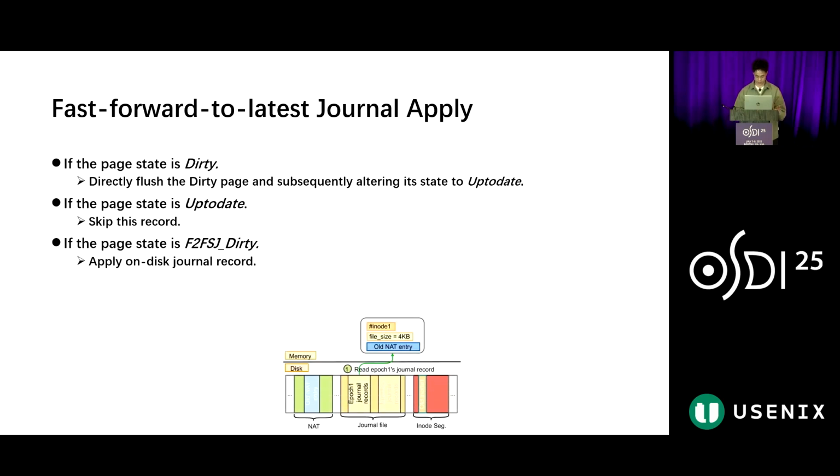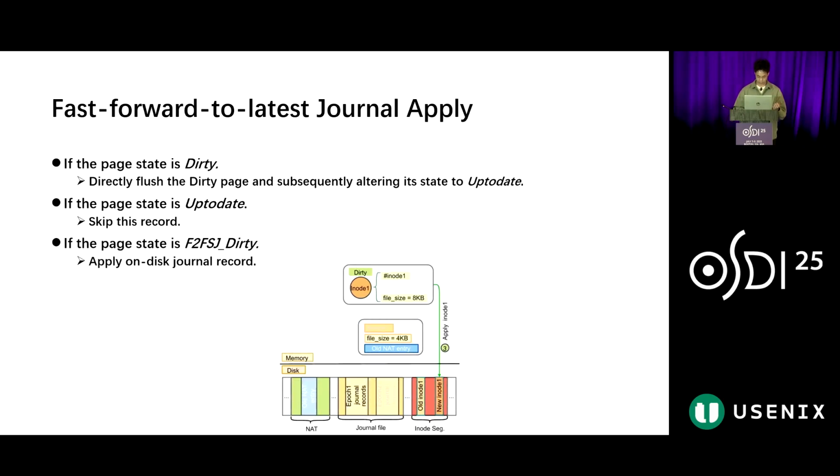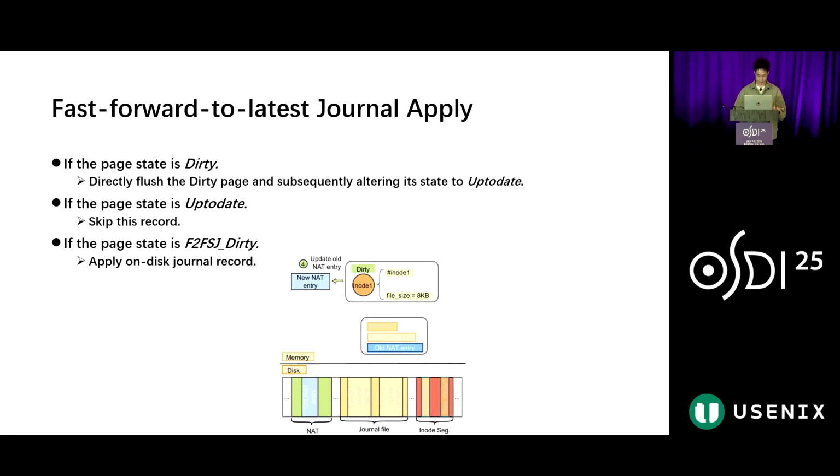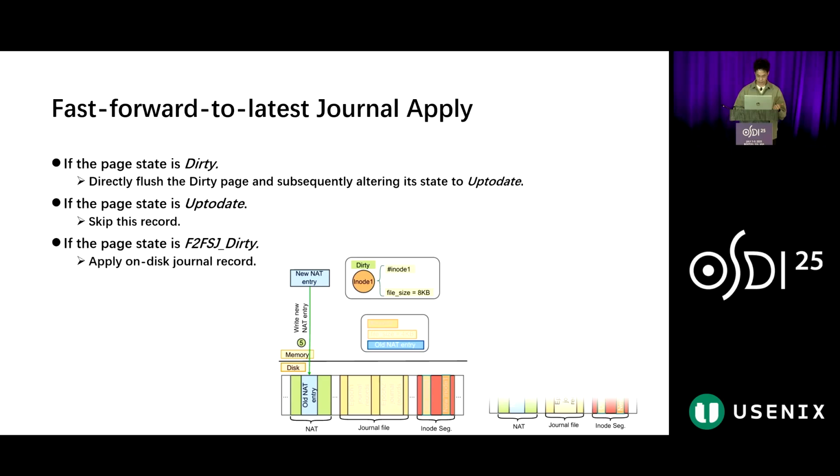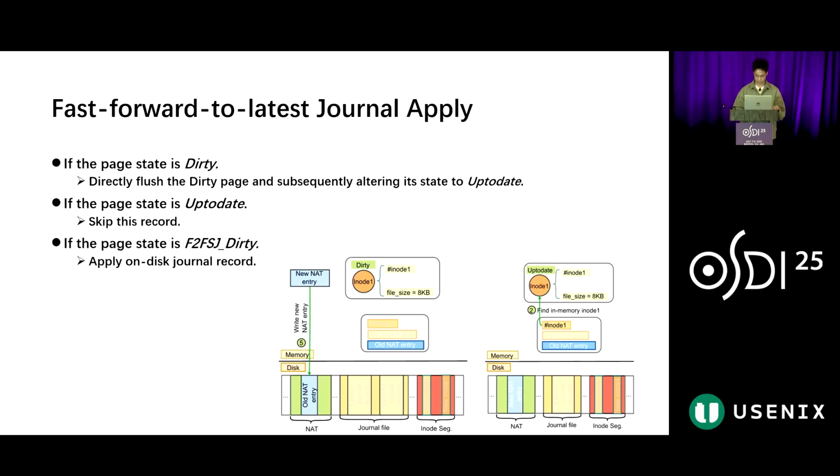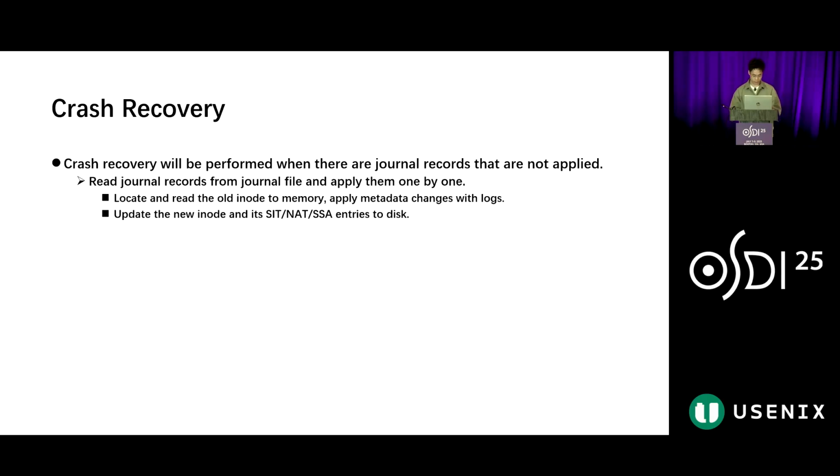With this example, we first read the Epoch-1's journal record into memory and locate the in-memory inode 1's page by the inode number. Then we see that the page state is dirty, so we apply inode 1 to disk, and then we update the file system metadata and write it to disk. Next, we read the Epoch-2's journal record and also locate the in-memory inode 1's page by the inode number. This time we can see the page state is up to date, so we can skip applying inode 1's page.